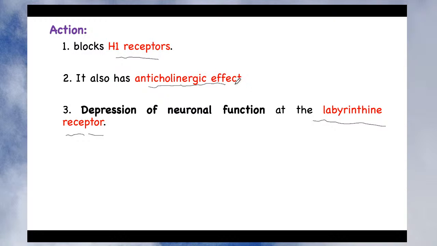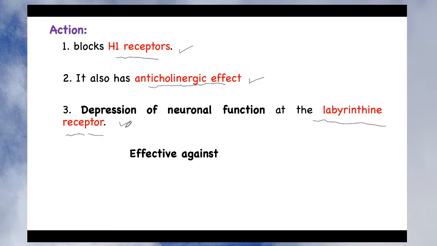And this action on different receptors, like H1 blockage action, their anticholinergic effect, and depression of neuronal function at labyrinthine receptor, make antihistaminic drugs one of the good drugs for the treatment of nausea and vomiting. Now let's see in which disease we can use these drugs.